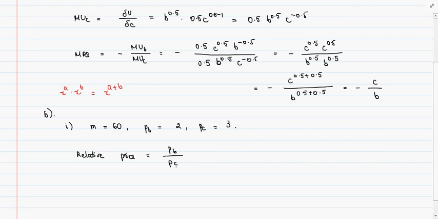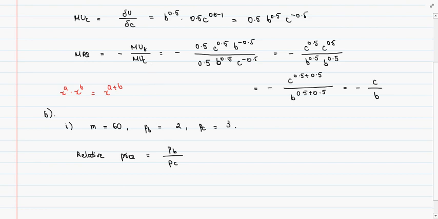Now why are we having PB on PC instead of PC on PB? It doesn't matter. If you want to use PC on PB, that is totally fine. However, it has to be consistent with the marginal rate of substitution that you are using over here. If here you are using the ratio of marginal utility B on marginal utility C, then the relative price has to be PB on PC. You can swap the ratio, it doesn't matter, but then you will have to swap the ratio for the marginal rate of substitution as well. It just has to be consistent between these two ratios.